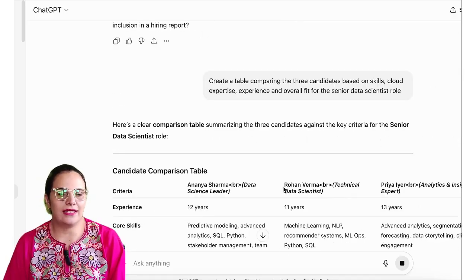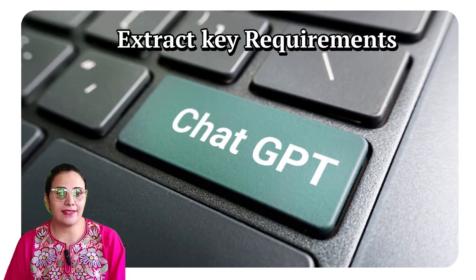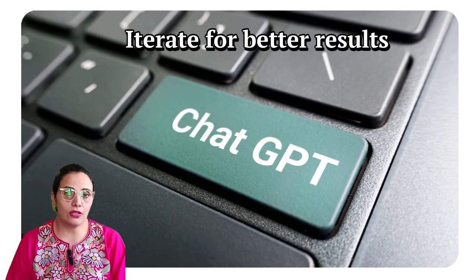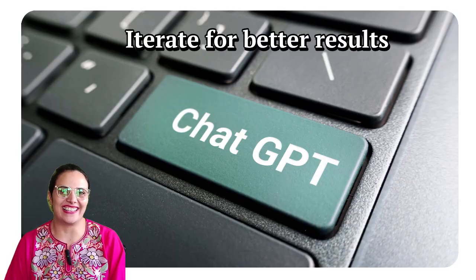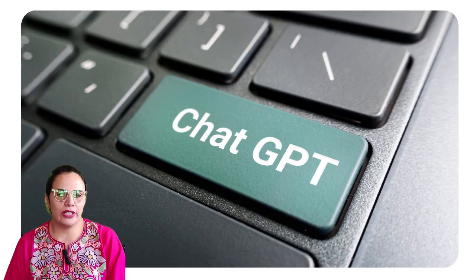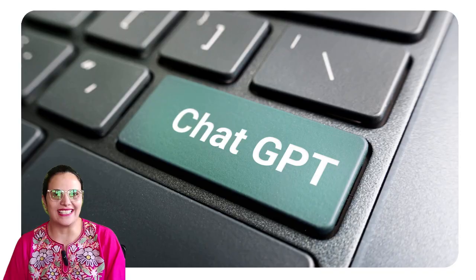With ChatGPT, you can analyze complex job descriptions, extract key requirements, match senior candidates, and even iterate for more precision, saving lots of time and helping you make smarter hiring decisions. Generative AI tools like ChatGPT allow you to quickly make sense of complex job descriptions like we did, identify key skills, and evaluate candidate profiles efficiently. They can also help you focus on strategic decisions rather than getting lost in data, making hiring faster, smarter, and more effective.